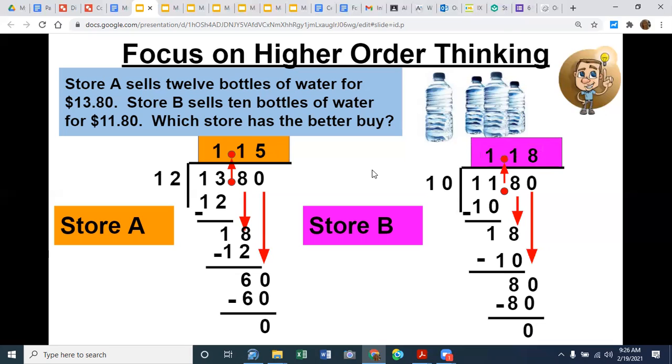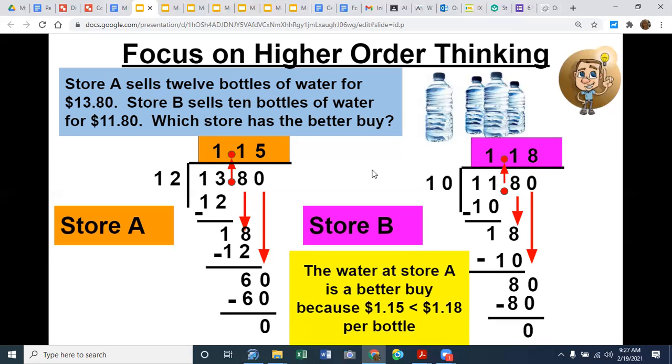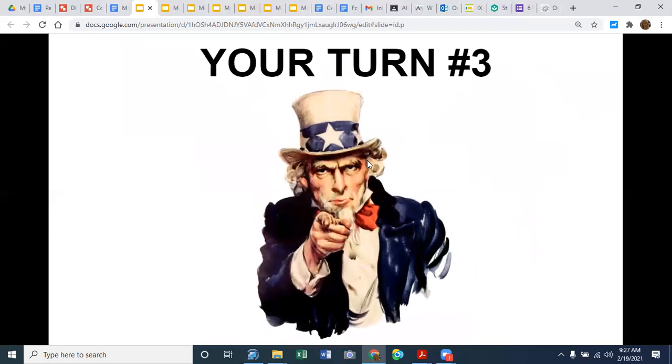So which store would be cheaper to buy from? I hope you said store A. Yes. The water at store A is a better buy because $1.15 is less than $1.18 per bottle. Okay, that was a focus on higher order thinking. Okay, you get to try one of these types of problems, and I will see you back in a minute.